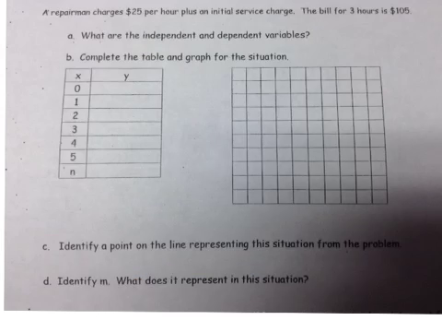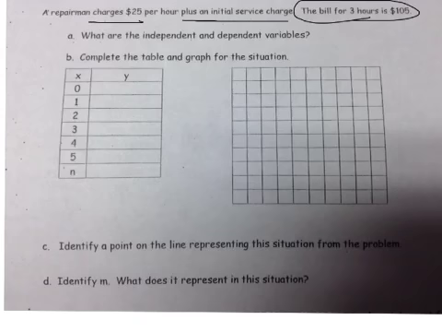And the next thing is a real-world problem here. We have a repairman who charges $25 per hour plus a service fee. And then a bill for him, for 3 hours, is $105. What are the independent and dependent variables? So we know that we have hours and we have money. Okay? Our money always depends on our hours worked, or the hours we choose this guy to work.